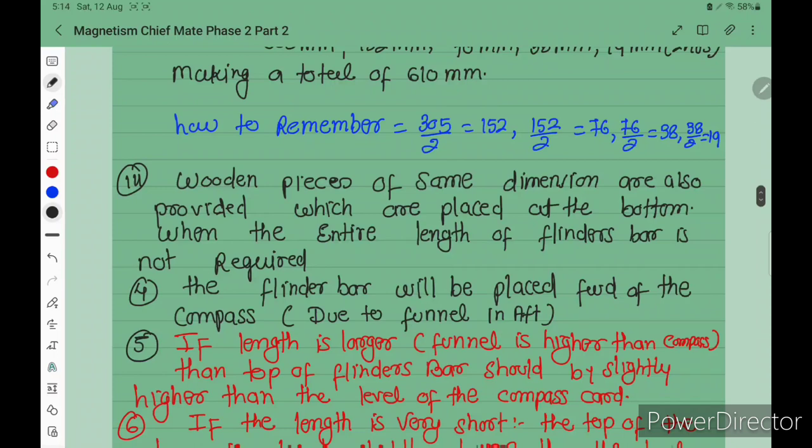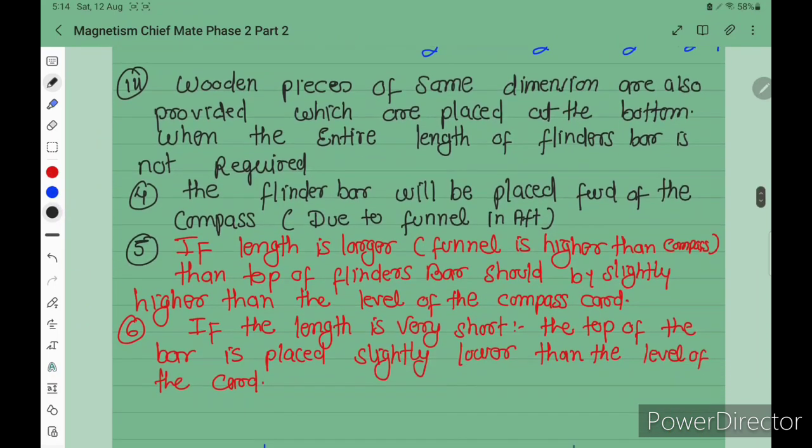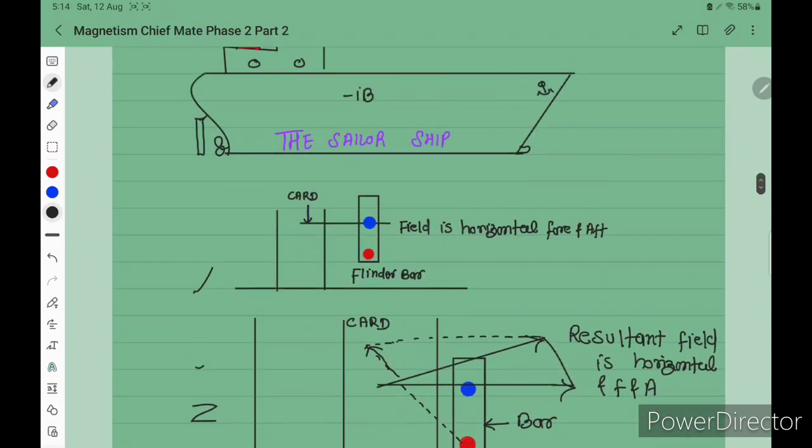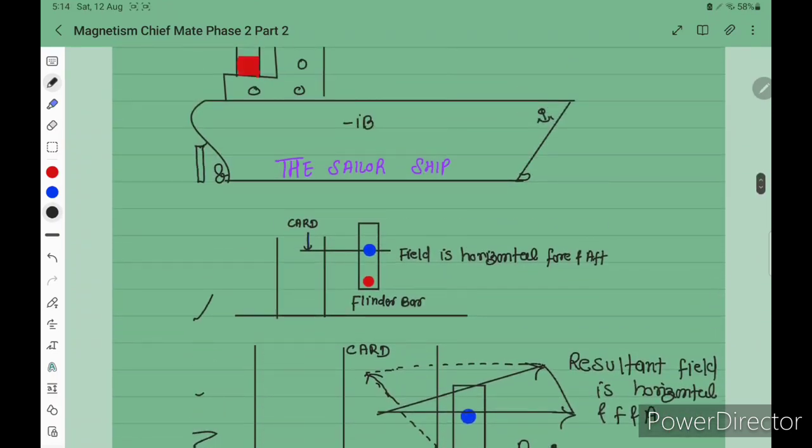The Flinders bar will be placed forward of the compass due to the funnel in aft. If the length is larger and the funnel is higher than the compass, then the top of the Flinders bar should be slightly higher than the level of the compass card. So if you see here, this is slightly higher than the compass. Okay.